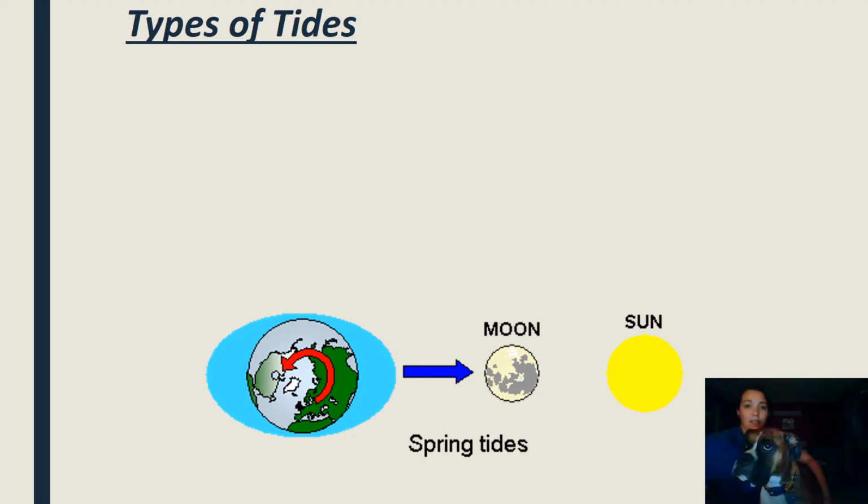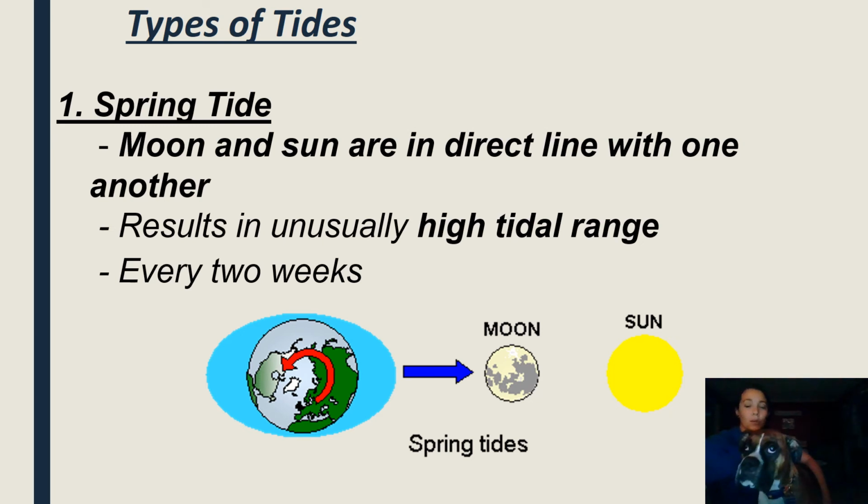So there are different types of tides we're going to talk about. The first one is a spring tide. The spring tide is when the moon and the sun are in direct line with one another, and this causes a higher tidal range. It has the gravitational pull from the moon and the gravitational pull from the sun pulling the tides in the same direction, causing a very, very high tide. This happens once every 2 weeks, and it has to deal with the phases of the moon.